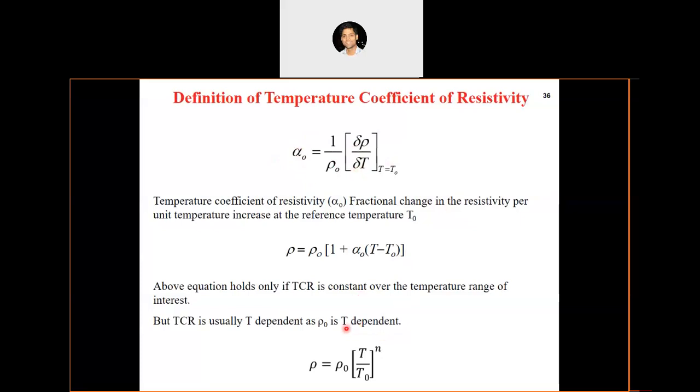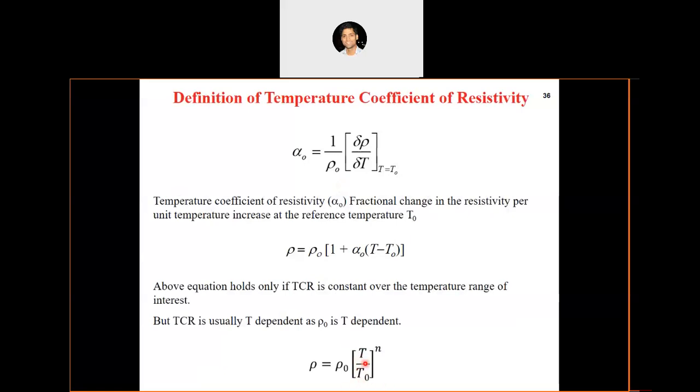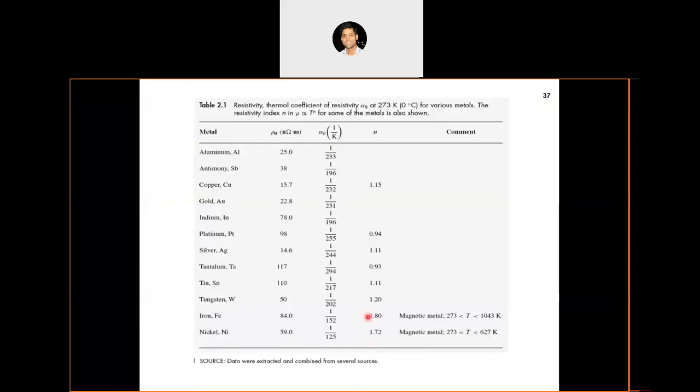So experimentally, people have derived a relationship between TCR and temperature, which comes out to be rho is equal to rho naught into (T by T naught) to the power n, where rho naught and T naught are reference resistivity and reference temperature. We can see that in this table also. This table gives the value of rho naught and alpha naught. Basically, alpha naught is 1 upon T naught, right? If we take 1 upon T naught, that can be mentioned as alpha naught, and that's why the units are also 1 upon Kelvin, right?